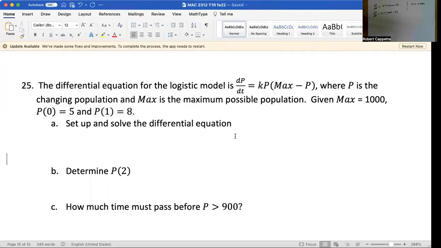We said P(0) was 5. So that's the initial population was 5. One unit later, maybe one day later, there's now 8 individuals. We want to find P(2) after we solve the differential equation. And we want to find out when is P greater than 900. The max is 1,000. How far do we have to go to get P greater than 900?